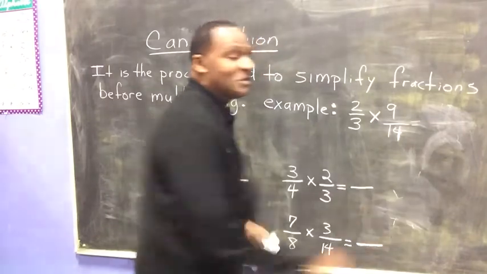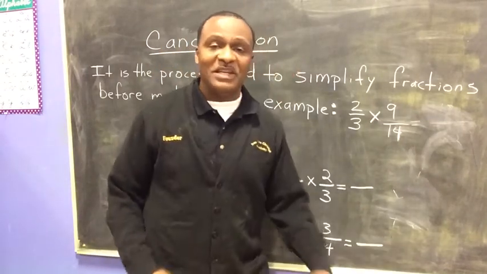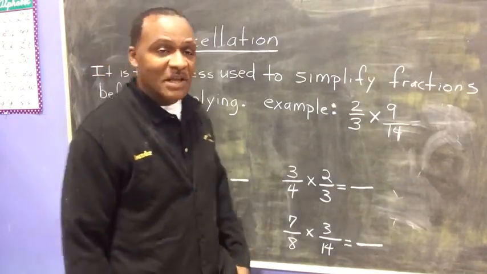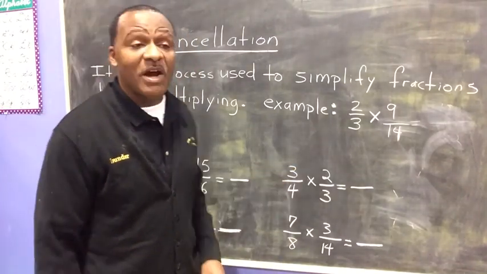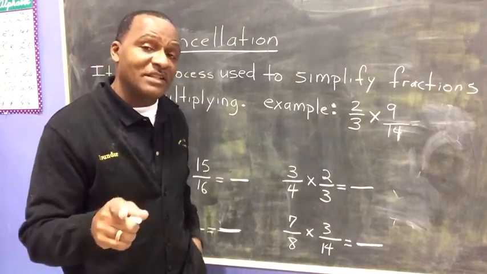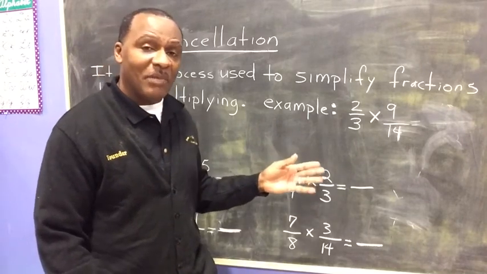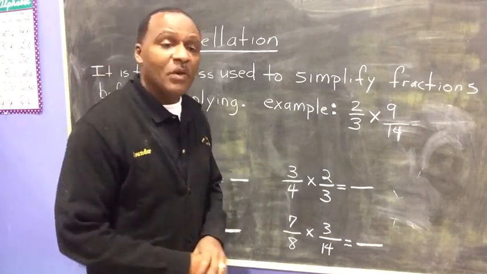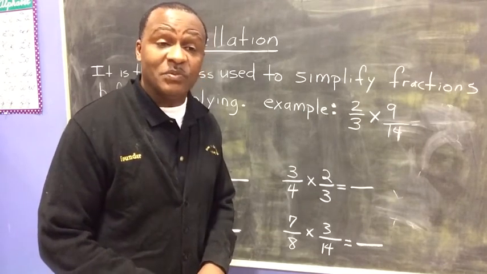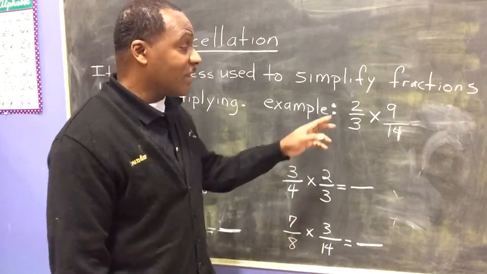So what we want to do is make it as simple and easy as possible, simplifying these fractions. The best way to do it is what we call cancellation, which, again, is canceling the fraction before we actually do the multiplying. How do we cancel? We need to look for the greatest common factor between the numerator and the denominator.